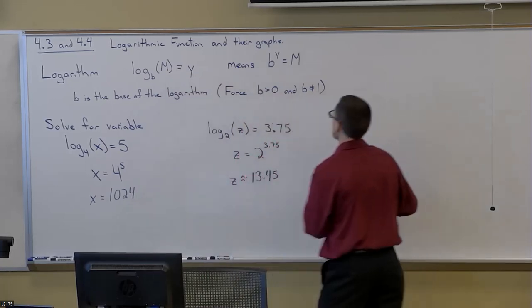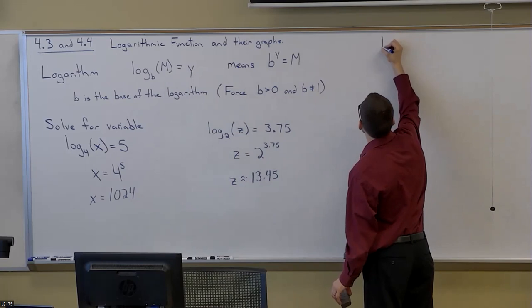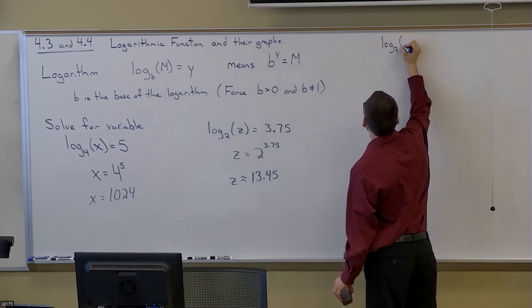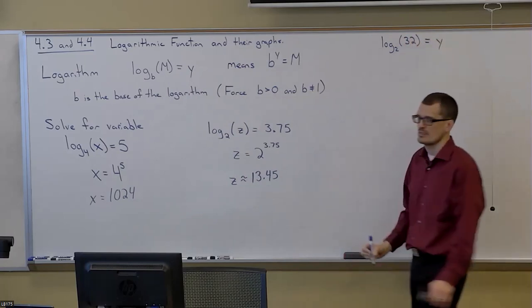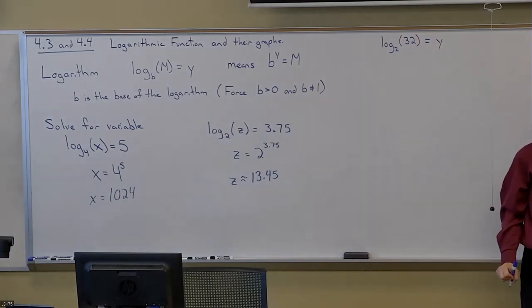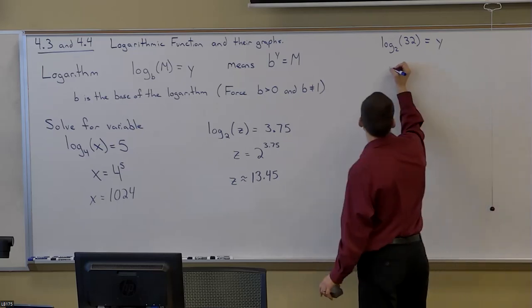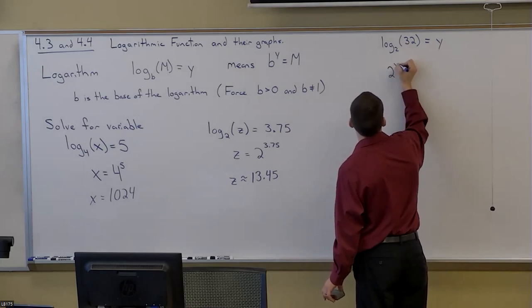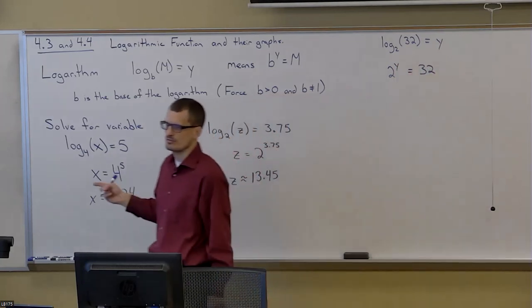Like, if we said, we're still solving for the variable. Let's say we had log base 2 of 32 is equal to y. And we need to figure out what y is equal to. By the way, I'm going to show you this way right now. There's another way to do this as well. We'll see that later. So we know that 2 to the power y is equal to 32, or you could have written 32 is equal to 2 to the power y.